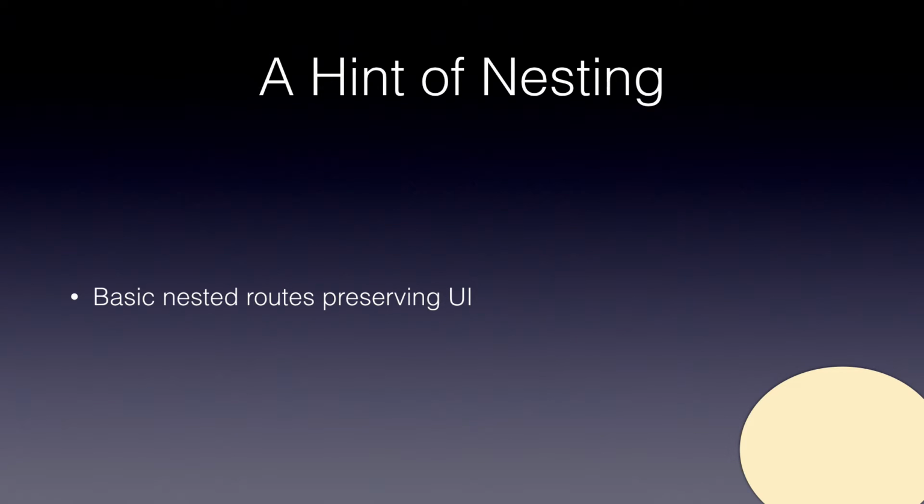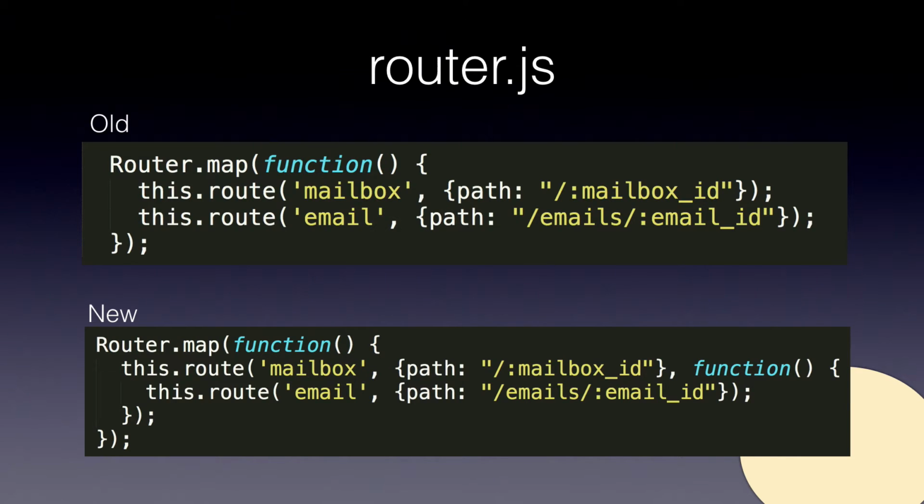So you can make some really small changes to fix that problem. You can see here we're just nesting the email route under the mailbox route. And also, the thing to point out here is that previously you had 2 routes, and now you've got 3 routes, ignoring the application route and index route. But here in the second example, you have the mailbox route, the email route, and the mailbox.index route.